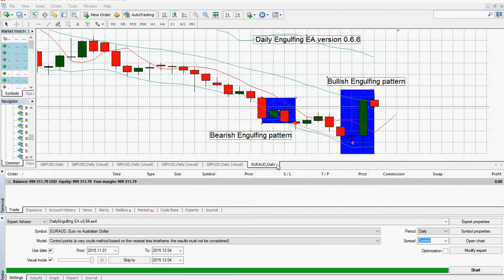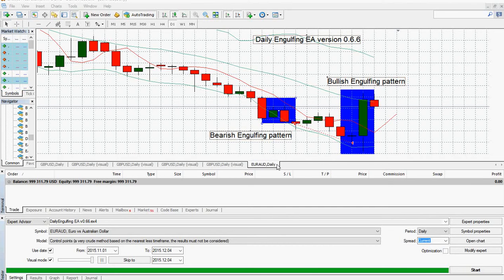The bearish pattern is the same thing. What is more important? You can see a bearish engulfing pattern on this image and a bullish engulfing pattern on this image. This is the Euro Aussie, at the end of November, and this is an example of how this works right now.